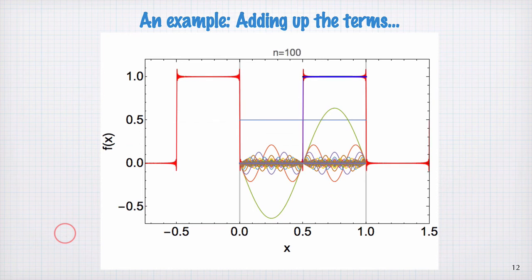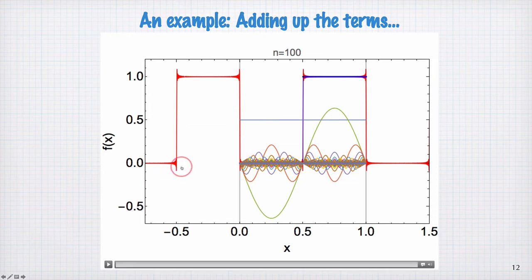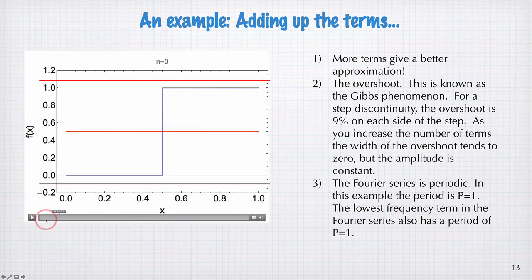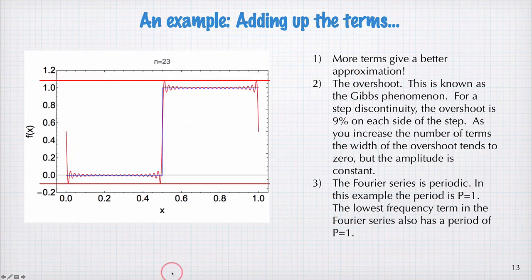And we can see the red curve gets more and more like a square wave as we add these terms up. We can also see there's some overshoot here. There's a bit of an error in this approximation, and we'll talk about that in a second. But here are the takeaways that we can begin with. More terms gives a better approximation. So as you add terms, the approximation gets better and better.